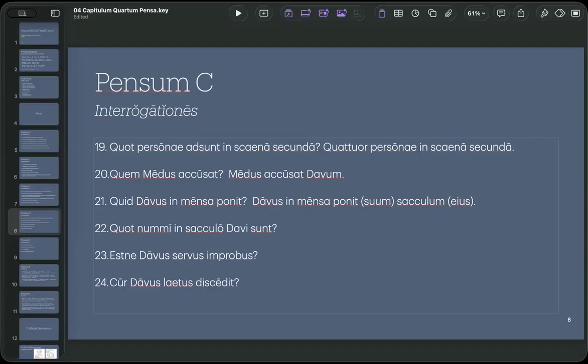Quot nummi in sacculo Davi sunt? Iam nummus unus in sacculo Davi est. I dropped the macron there. I can fix up the questions or the answers later. Right. Estne Davus servus improbus?